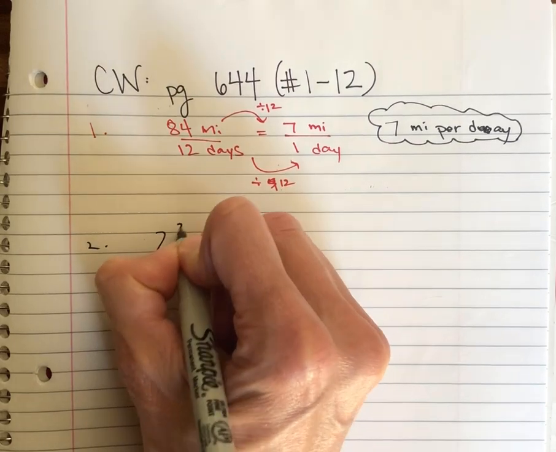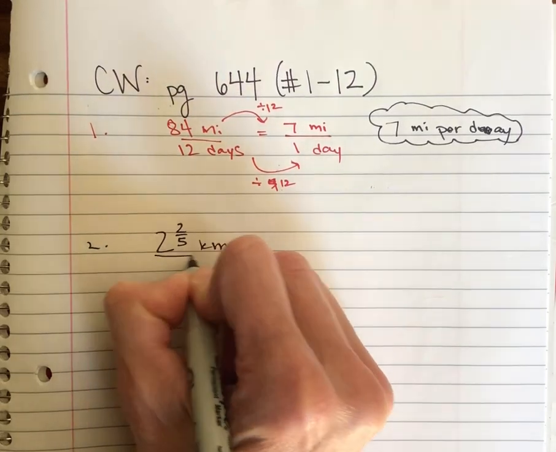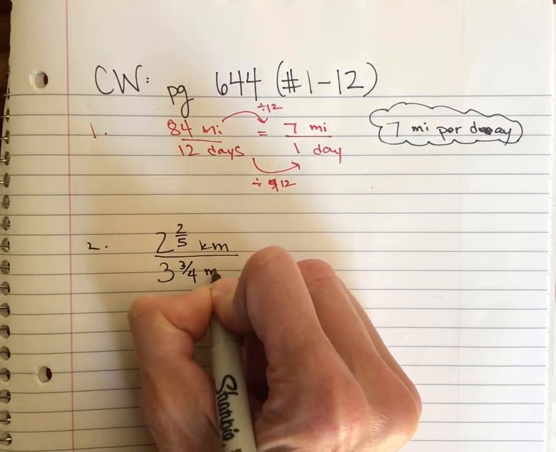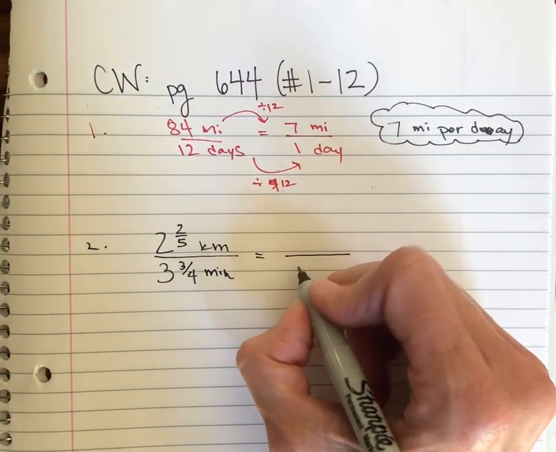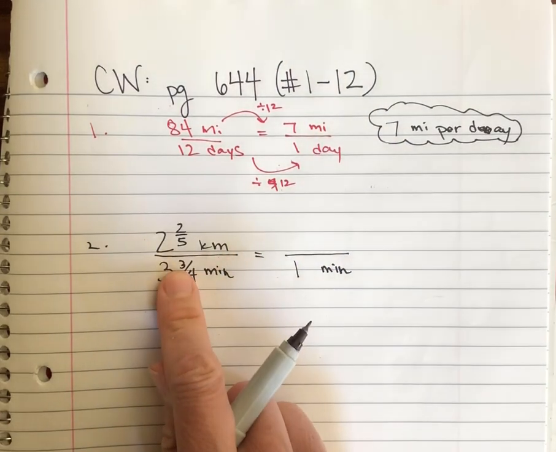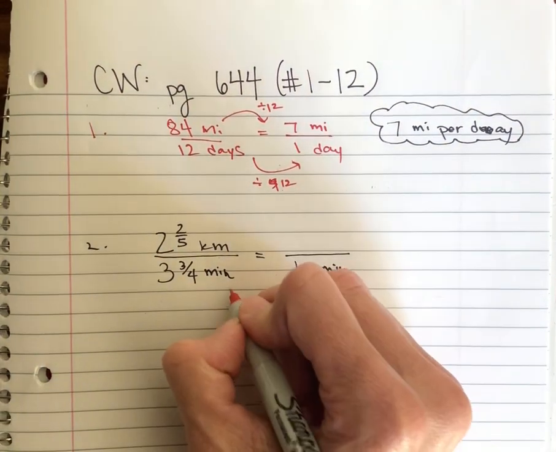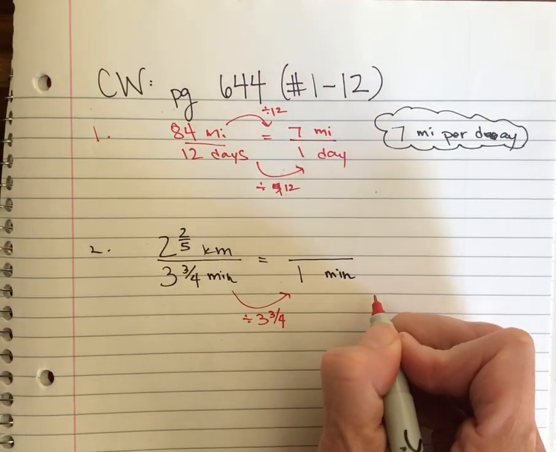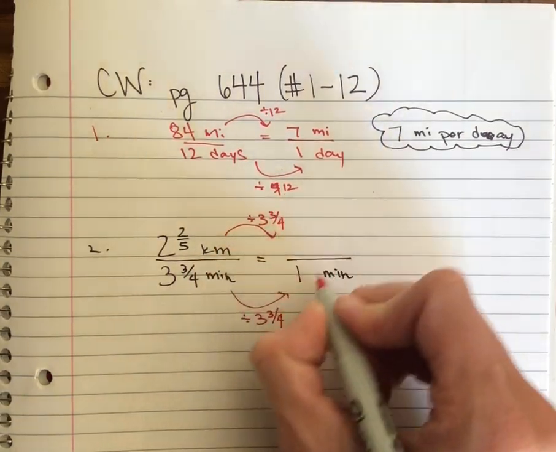2 and 2/5 kilometers in 3 and 3/4 minutes. This looks complicated, but it's really not. Remember, anytime we want the unit rate, we want the second number to be in terms of 1. So not 3 and 3/4 minutes, but 1 minute. And any number divided by itself is how we get to 1. So divide by 3 and 3/4 and you'll have it.